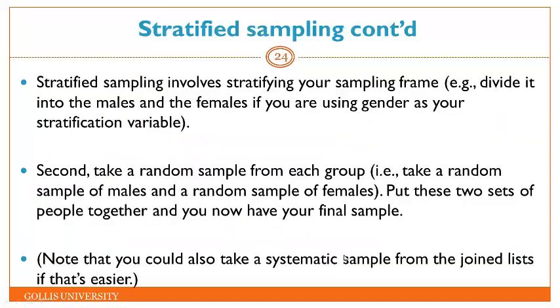Stratified sampling involves stratifying your sampling frame. For example, you divide it into males and females if you are using gender as your stratification variable. Secondly, take a random sample from each group, i.e. take a random sample from males and a random sample from females. Put these two sets of people together and now you have your final sample. Note that you can also take a systematic sample from the joint list if that is easier.